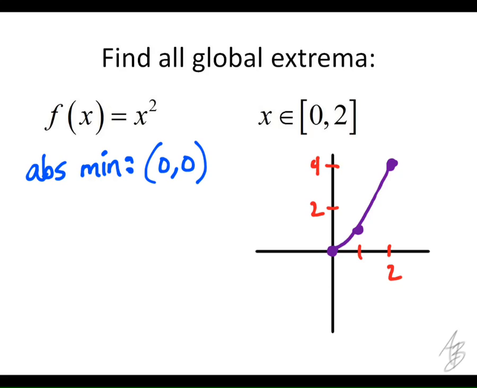So the derivative is 0 at 0, but to the right of 0, the derivative is positive, which means that the function is going to be increasing to the right of 0, which means that at 0, that's going to be the lowest value. And where is the absolute maximum going to be? Absolute maximum is going to be at 2, 4. For a similar reason, the function is increasing. So it's increasing to the left of that point, which means that all the values around that point are going to be below it. Does that make sense?